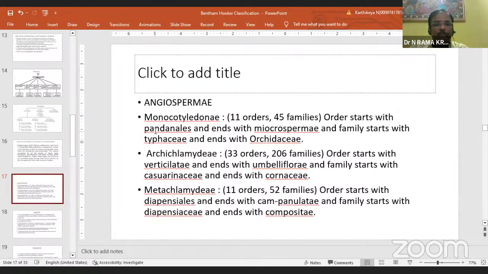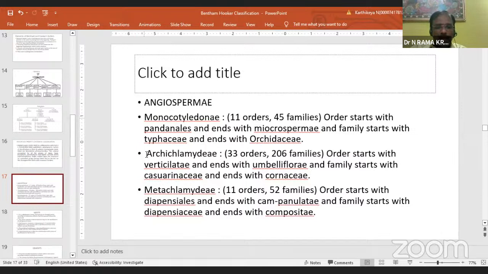Here now you see this one is monocotyledons. These monocotyledons are divided into 11 orders and 45 families. The orders start with Pandanales and end with Microspermae, and the families start with Typhaceae and end with Orchidaceae. This one is only monocots.